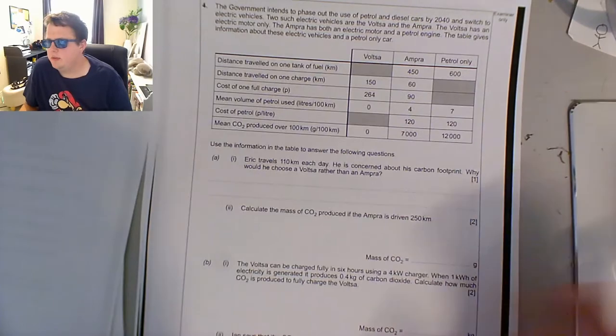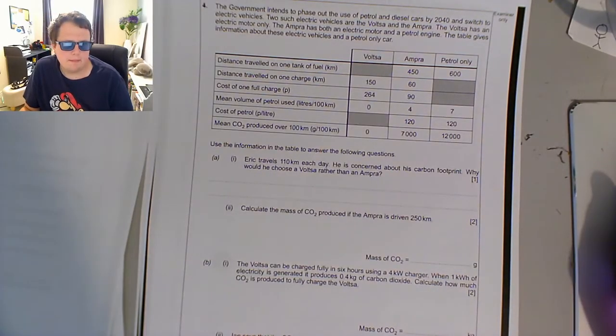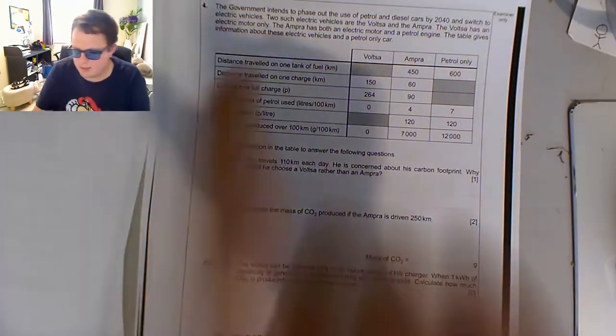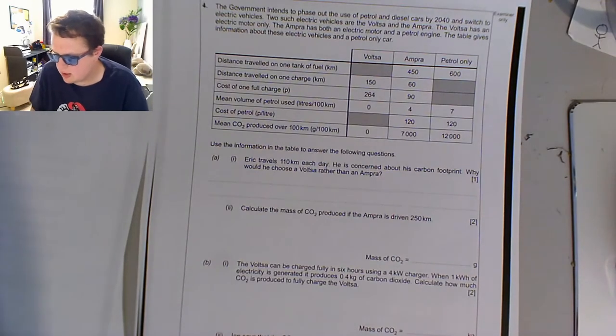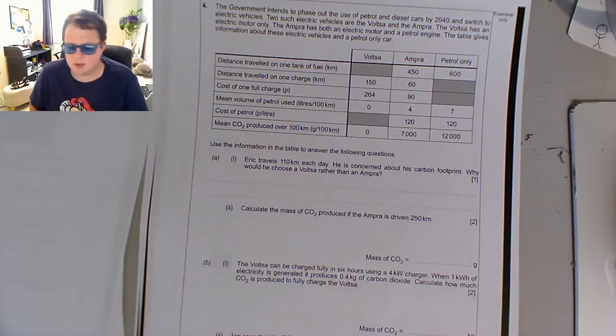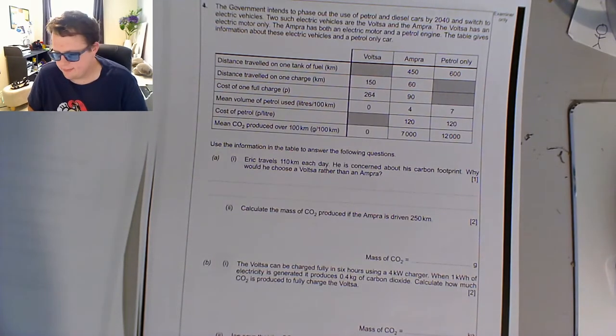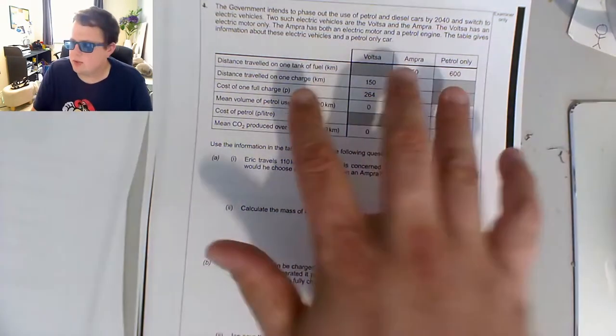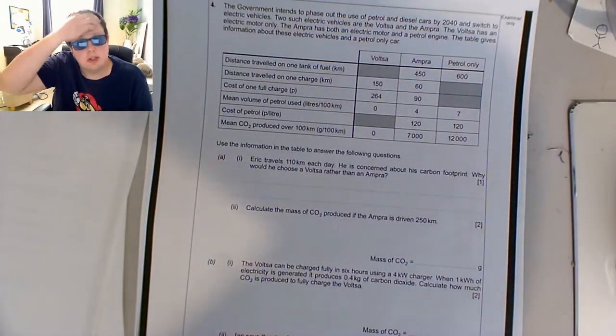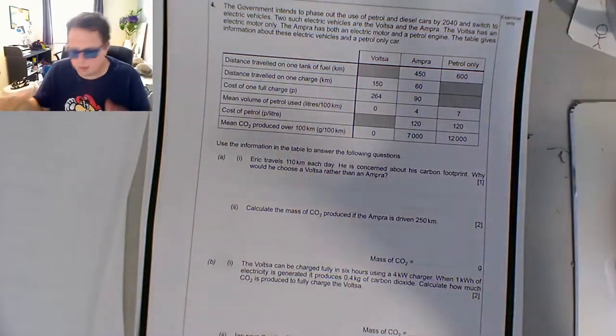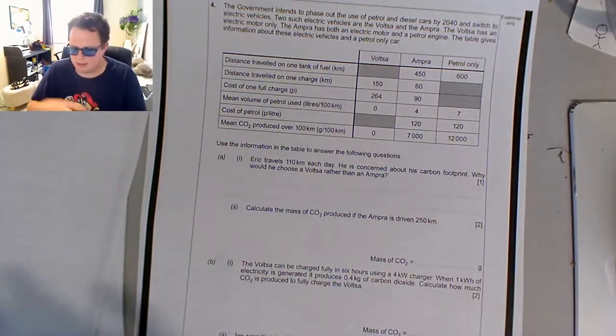Okay, question 4. So the government intends to phase out the use of petrol and diesel cars by 2040 and encourage us all to switch to electrical vehicles. Here they've made up the Voltsa and the Ampera, and they're giving some information about them. So it's important to read through this information when you do this question yourself. For now, I'm not going to bother because we're trying to get to our answers.